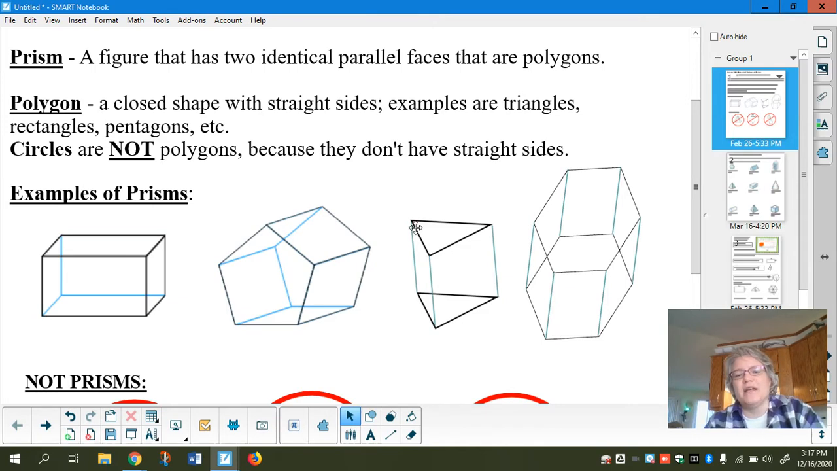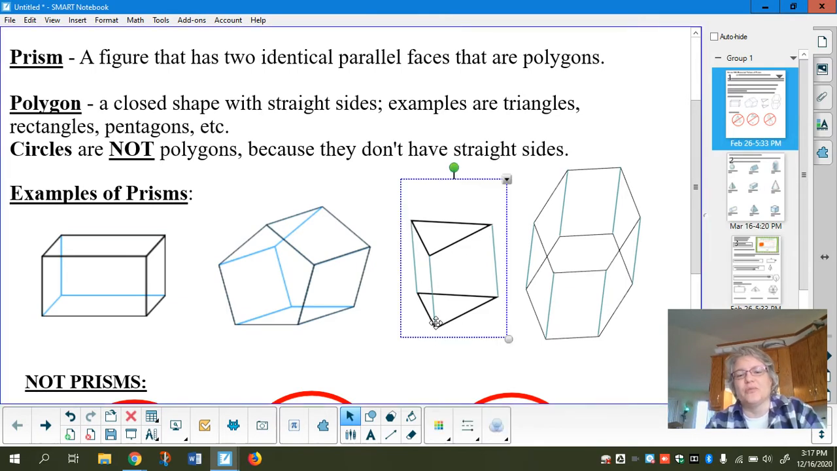This one has a triangle on each end with rectangles between. So it's a triangular prism. And this one has a hexagon on the top and on the bottom and rectangles in between. And that's a hexagonal prism.